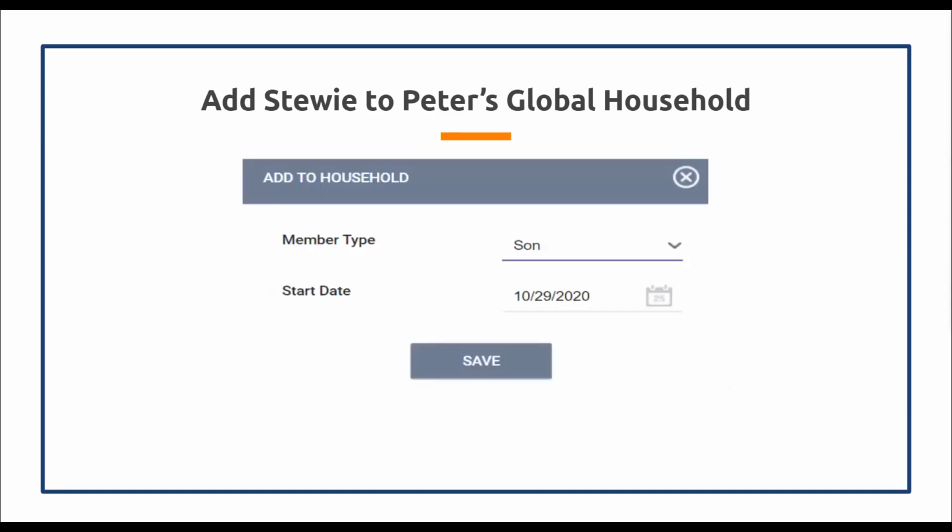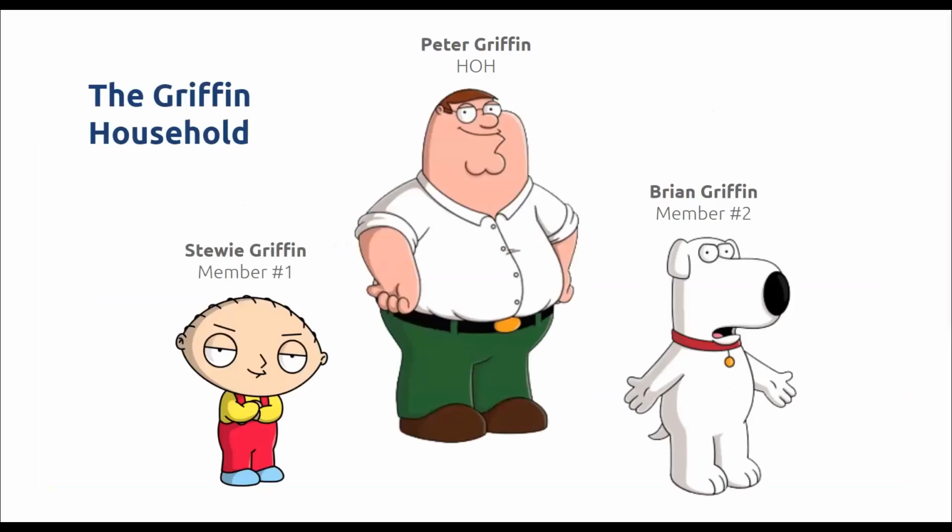So once you click add, this pop-up box will appear asking for the member type. In this case, Stewie is his son, and then the pop-up will also ask for the date that the client enters the household. So now we would like to add another member to the household. This is Brian. Since we already went over how to create a client profile and how to add a client to the household, please do the same for Brian.